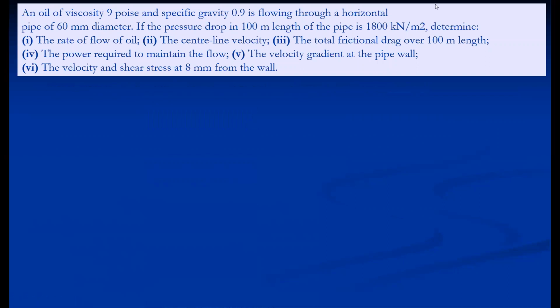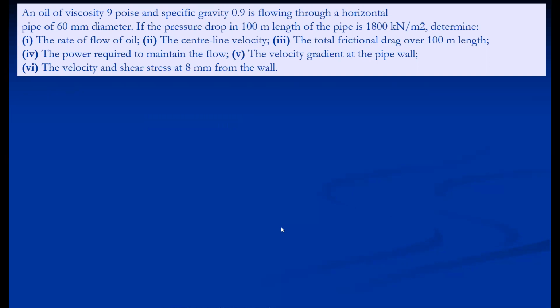The same kind of numericals we have solved in fluid mechanics, where oil of viscosity 9 poise and specific gravity 0.9 is flowing through a horizontal pipe of diameter 60 mm. The pressure drop in 100 m length is given, which is indirectly the pressure gradient. Pressure gradient is per unit length. Determine the rate of flow, centerline velocity, the total friction drag over 100 m length, the power required to maintain the flow, the velocity gradient at the pipe wall, and the velocity and shear stress at 8 mm from the wall.